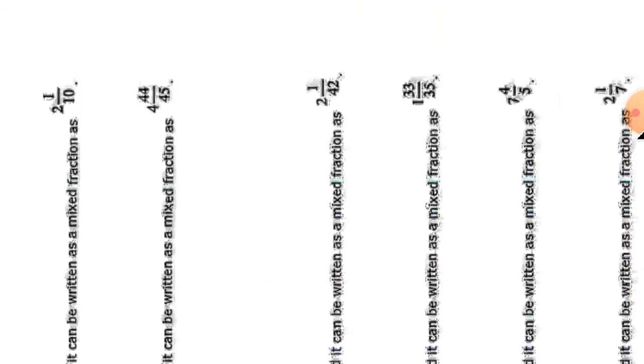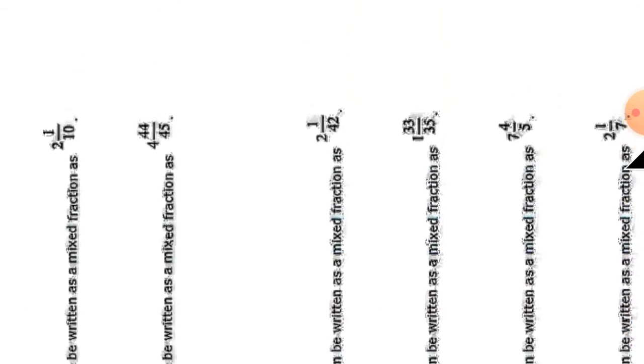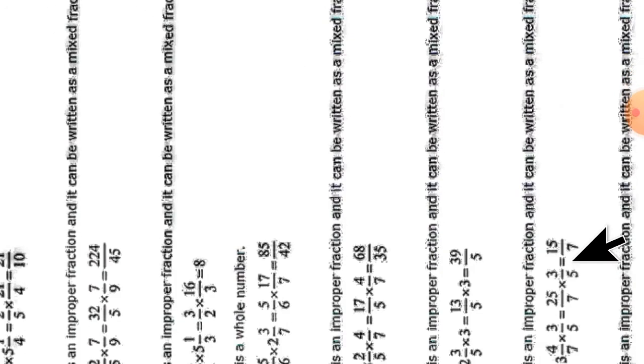Next one, 3 integer 4 upon 7 into 3 upon 5 equals 7 3s are 21, 21 plus 4 will be 25 upon 7 into 3 upon 5, 25 3s are 75 upon 7 5s are 35. So it is an improper fraction. It can be written in the form of a mixed fraction as 2 integer 1 upon 7.